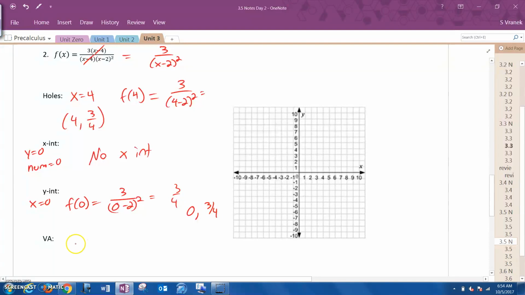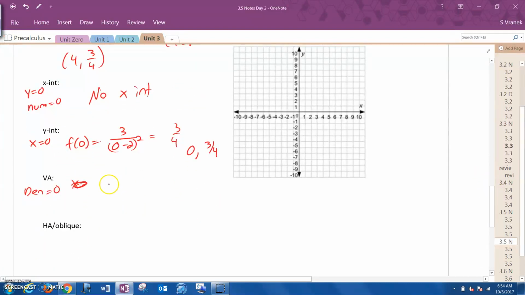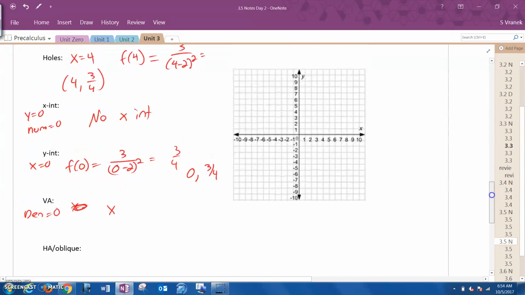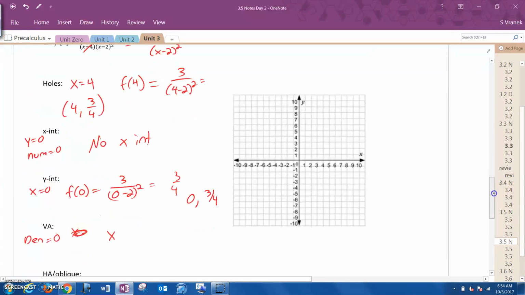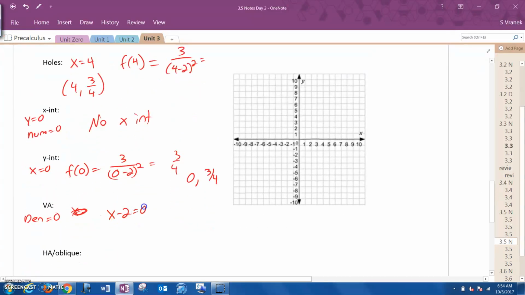The vertical asymptote is when you set the bottom equal to 0. So that's the denominator. When you set the denominator equal to 0, you get x minus 2 equal to 0, so x equals 2 is your vertical asymptote. However, since it's squared, it's an even asymptote, so we'll have to remember that while we're graphing.